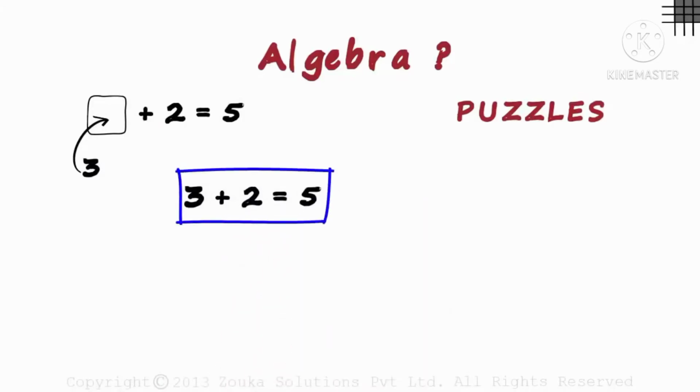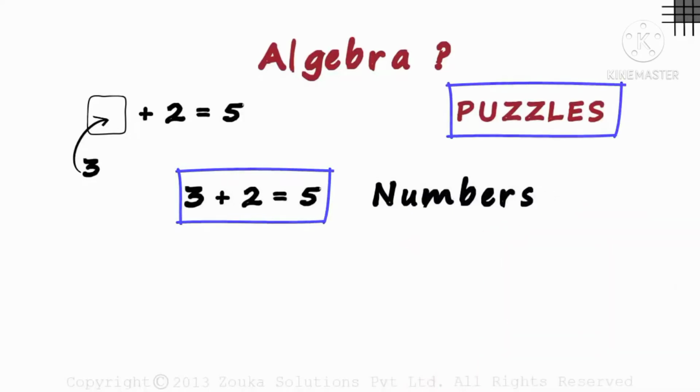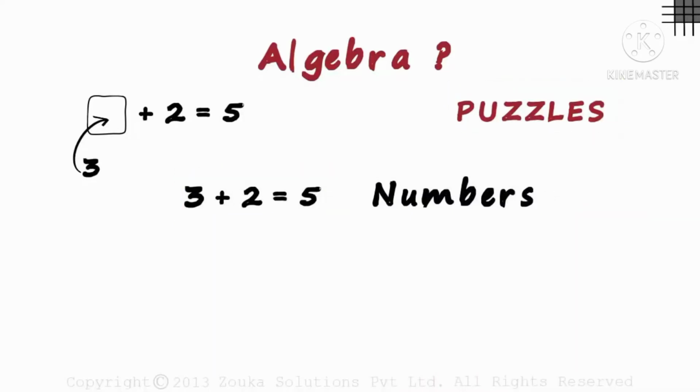This thing we see here contains only numbers. This puzzle can also be asked in a different way. We can say that x plus 2 equals 5. Find x. We just used a letter in place of the box.